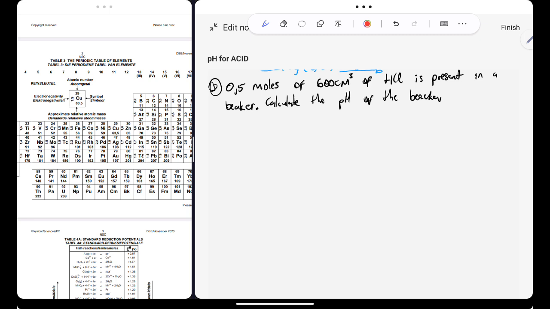Okay, the first thing, guys, you need to do, you must write down your ionization equation. I have HCl plus H2O. This is in aqueous solution. This is a liquid. This will give me H3O+, which is aqueous, plus Cl minus.